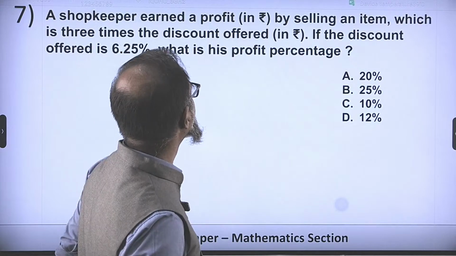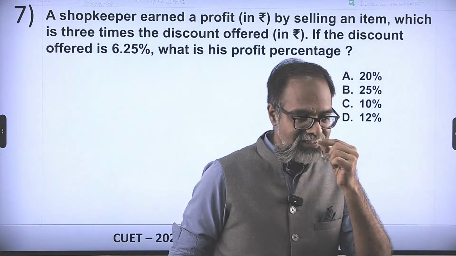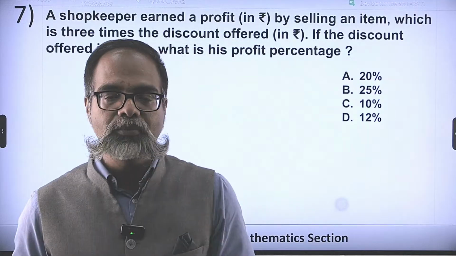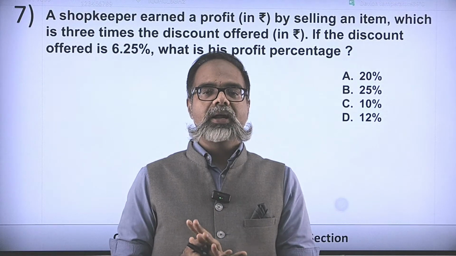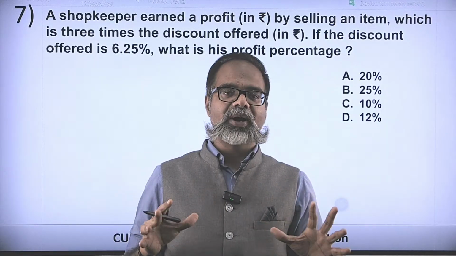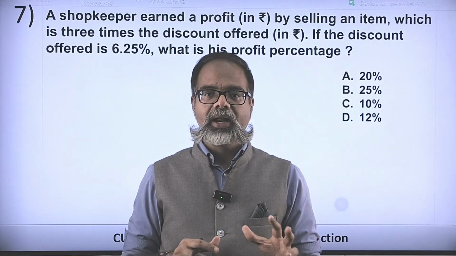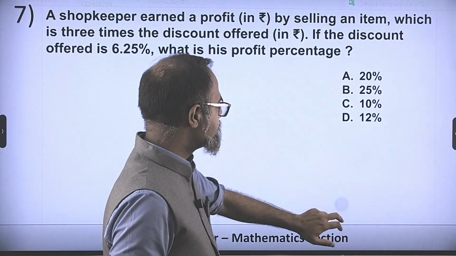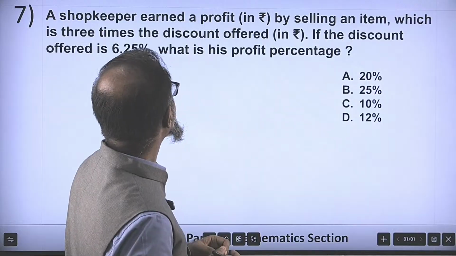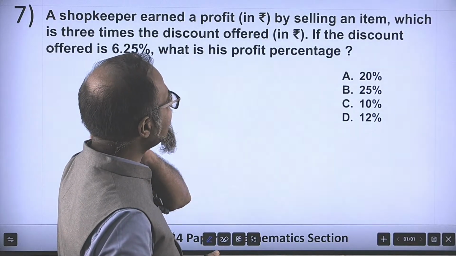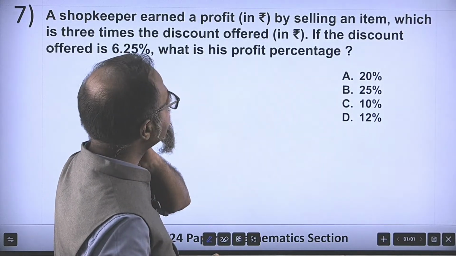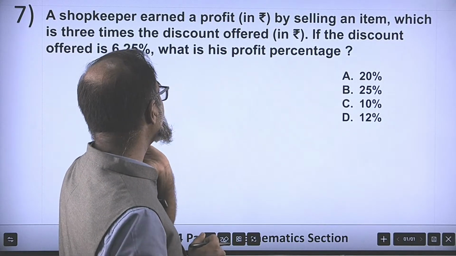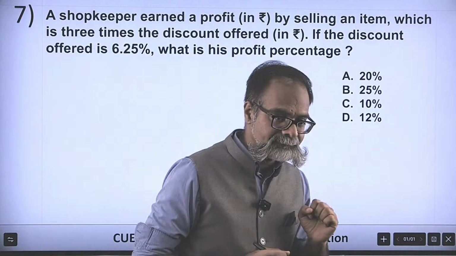Moving on. Oh, this is a lovely question. One of the questions which actually took me some time to understand, right? I mean, the understanding portion is not the tough part, but how to work it out. And let's see, this is going to take a little bit of time. Now, it says, a shopkeeper earned a profit in rupees by selling an item which is 3 times the discount offered. Great. If the discount offered is 6.25, what is the profit percentage?